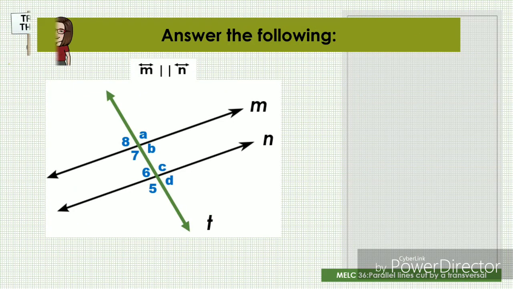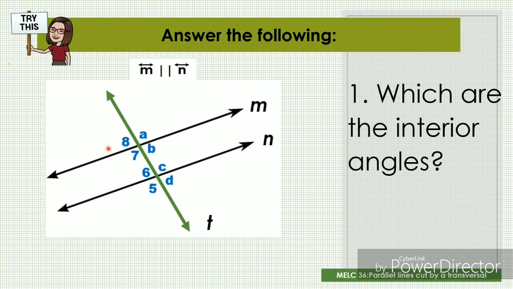Now, let's try this. Answer the following. Let's say in this figure, lines M and N are parallel lines. And there's another line, T, the transversal line here. May mga angles dito na na-form. Angle A, B, C, D, angles 5, 6, 7, and 8. So let's have the first question.